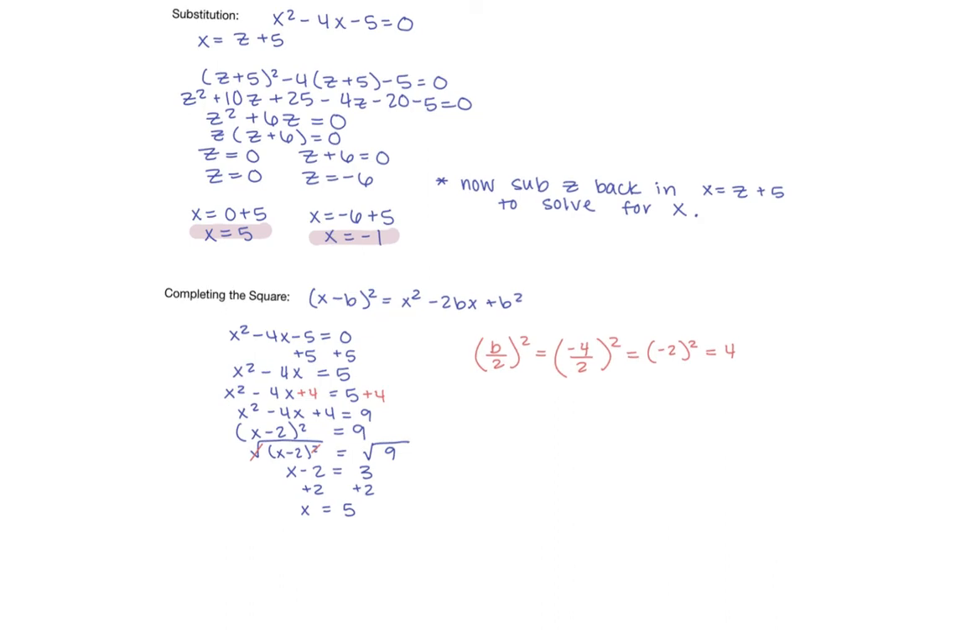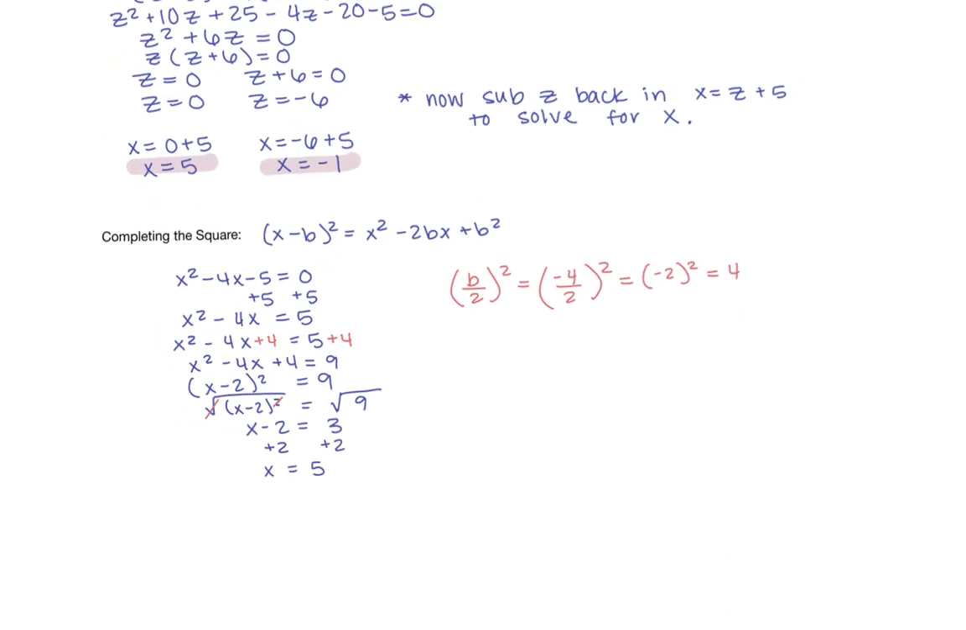All right, and then last but not least, completing the square. So we get x squared minus 4x minus 5 equals 0. First, we're going to start off with adding 5 to both sides. So we get x squared minus 4x equals 5. Then we're going to go over to the red on the right-hand side. And then we're going to use the formula b divided by 2 squared.